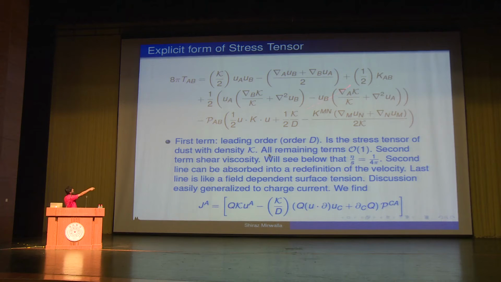This is the explicit form of the stress tensor for an uncharged membrane, for simplicity, to first non-trivial order, zeroth and first order, in terms of velocity and shape fields. Notice that this first term describes the motion of dust of density kappa. Kappa is the trace of the extrinsic curvature of the membrane. The second term describes a shear term, and we'll see later on, if I get to it, that eta by s described by the shear term will turn out to be 1 over 4 pi. And then there are other terms. Moving on to charge fields, we also find a charge current, but I don't have the time to tell you about that.